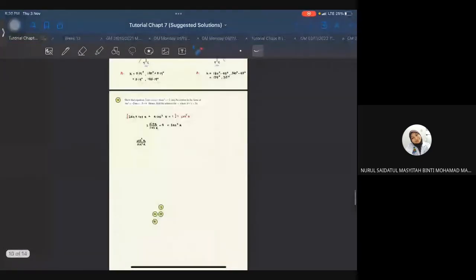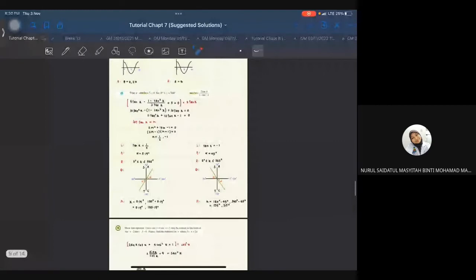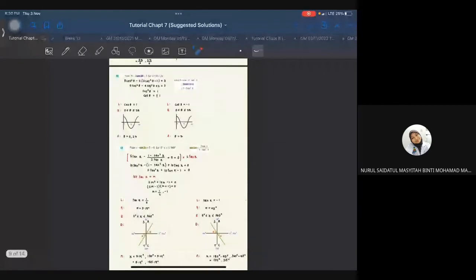Nombor 15 dengan 16 saya tak buat dekat iPad. Sebab hari tu pencil saya rosak. So I do it on paper. So I cannot show it to you guys right now. Kejap. 15 dengan 16. Saya tunjuk nombor 16 lah. Sekejap. Okay. Just a snippet of question number 16.